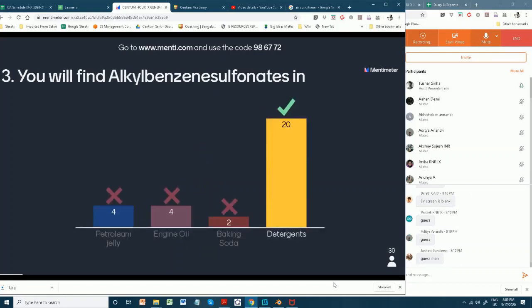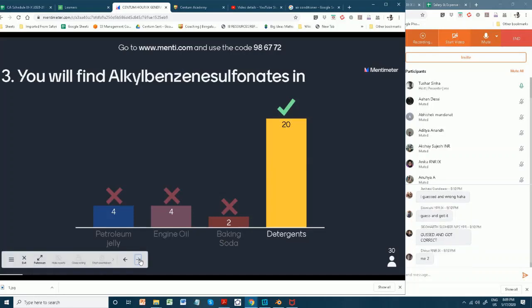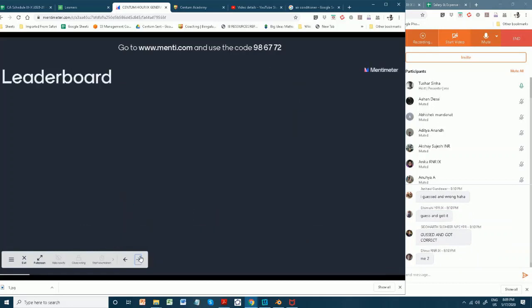So, did you really know this? How many guessed? How many got it correct due to a guess? How many knew it? Can't even pronounce it. It's called alkyl benzene sulfonates. Okay, so remember this, the common ingredient in detergents which you use for washing your clothes, alkyl benzene sulfonate. It's an organic compound with sulfur. Next.